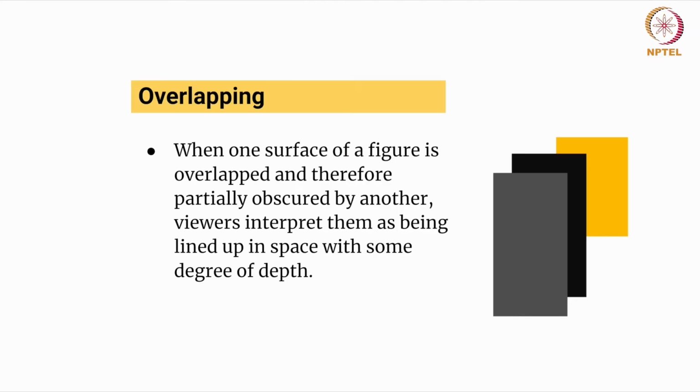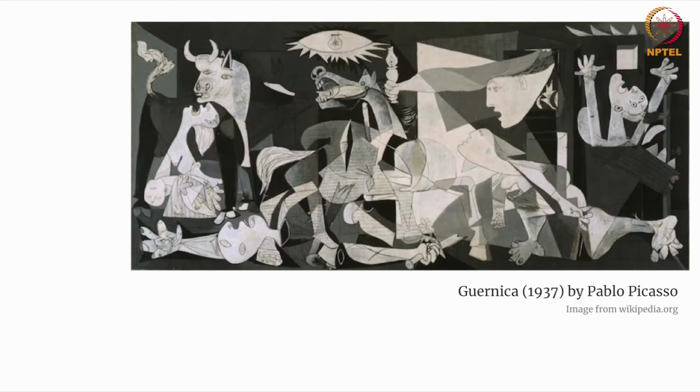Now let us look at overlapping. Overlapping is another way to create illusion of depth and volume. And this kind of illusion can be created with flat shapes as well. For example, if you look at this famous painting by Pablo Picasso, the flat overlapping shapes give an illusion of three-dimensional setup. And this is how one can create interest in composition.